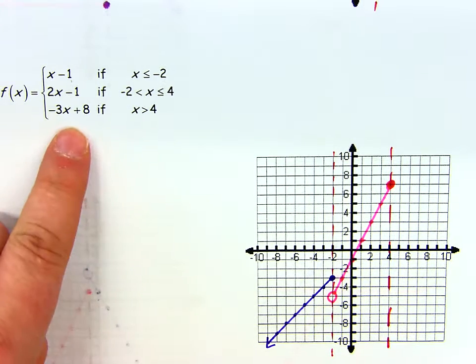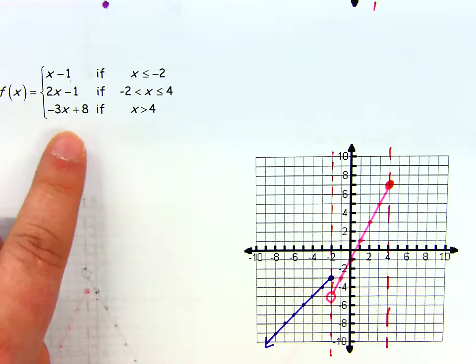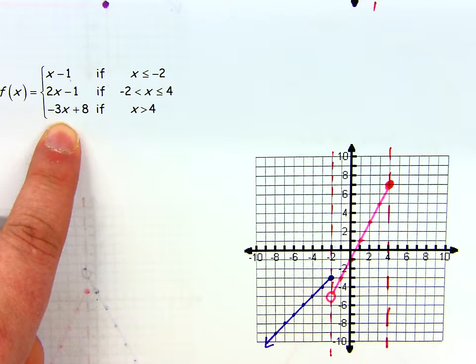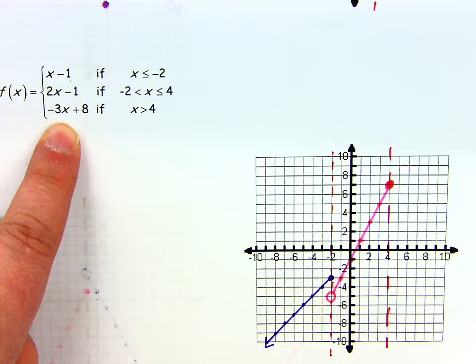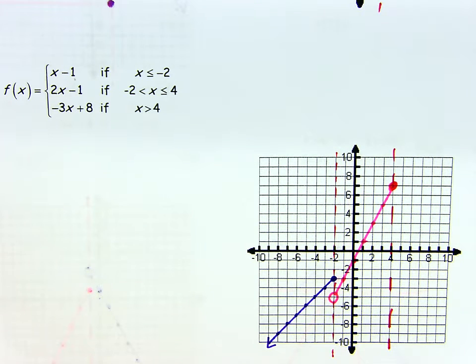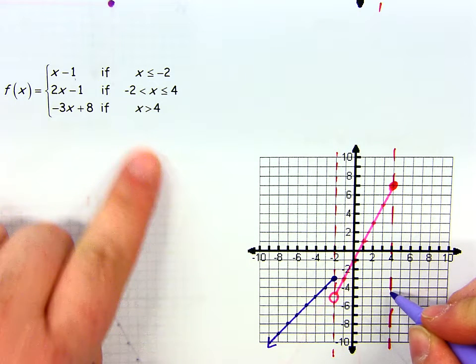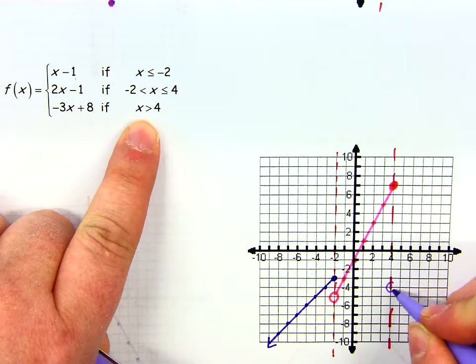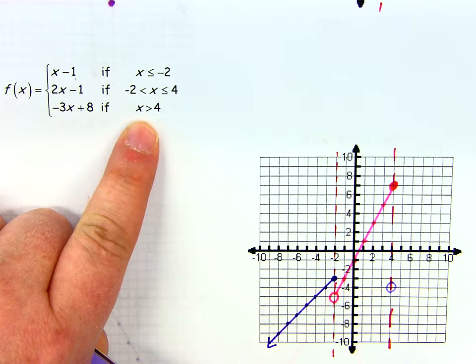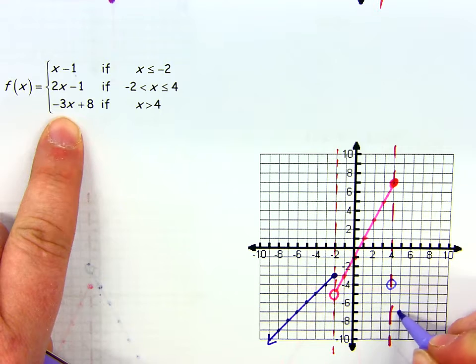So now all I have to do is my third or rightmost part. So I'm going to take 4 and plug 4 in and see what comes out. So if I take 4 and plug it into the function here, I get -12 plus 8, which is -4. So at 4, -4. Let's see. 4, negative 4, and open or closed dot? Open. And now I'm just going to follow my slope. -3.